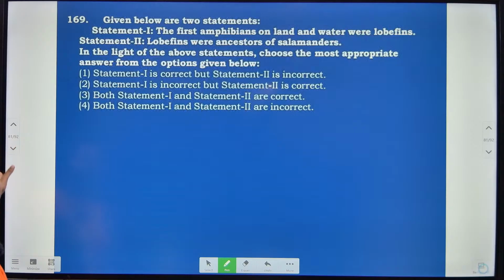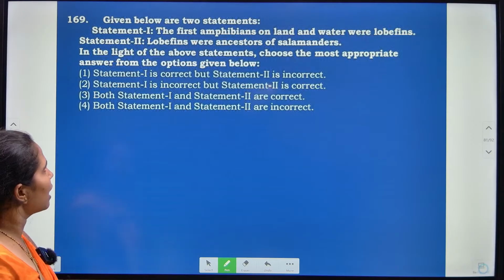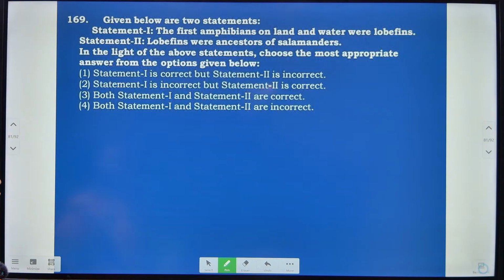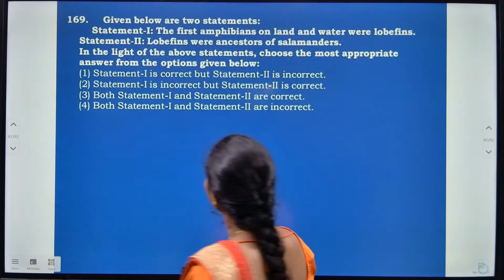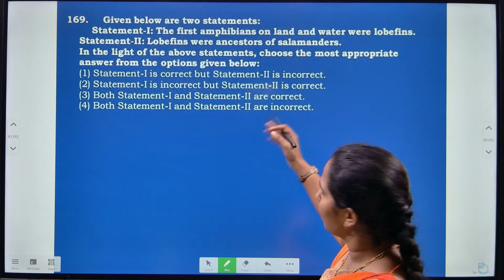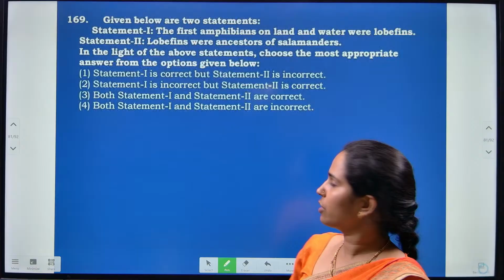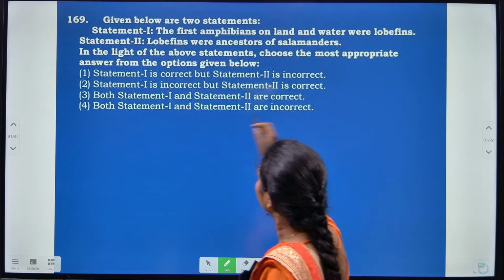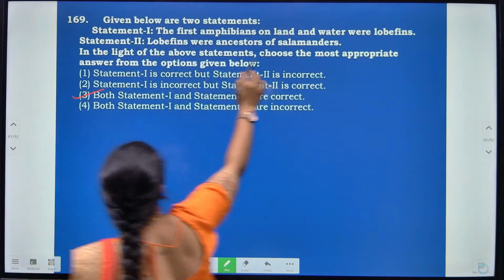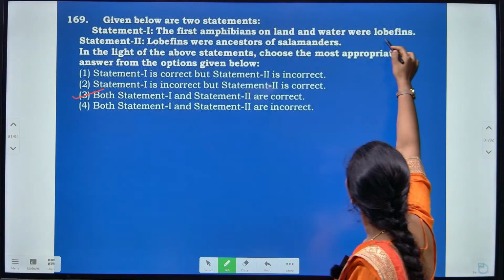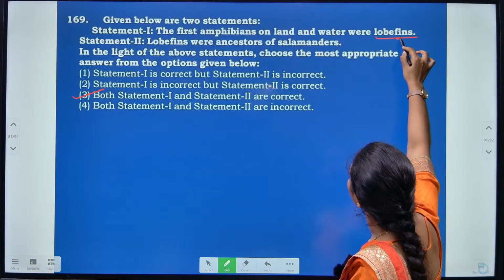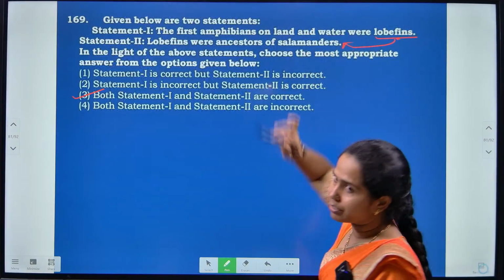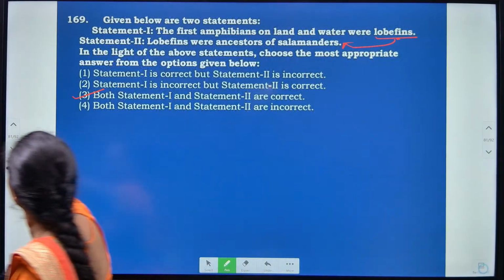Next one, two statements are given here. The first: the first amphibians on land and water were lobe fins, and statement 2 says that lobe fins were the ancestor of salamander. Yes, both are correct statements here. So option 3: the first amphibians were the lobe fins, and these lobe fins were the ancestor of salamander. Remember this question.